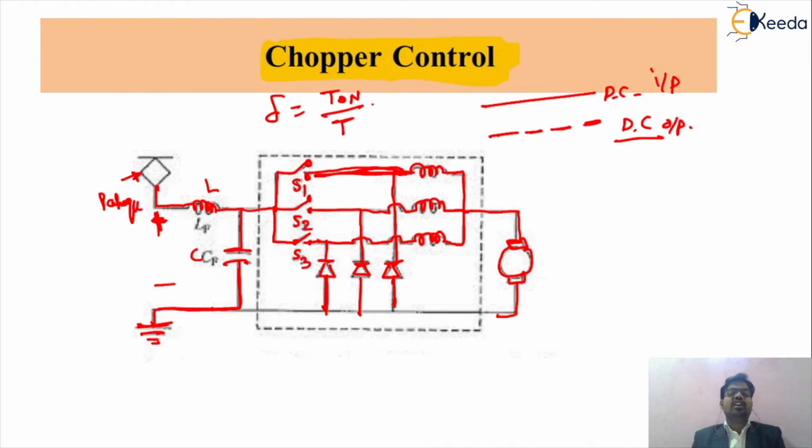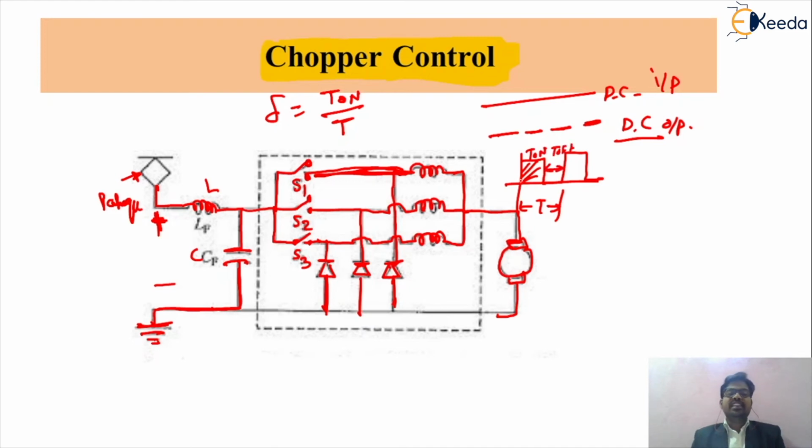So if you want to control the total time period, we have to draw the basic waveform. This is the T on period, this is the T off period, again it is T on, again it is T off. So it is a total time period T. This is the total time period, this is the T on, and this is the time period T off.